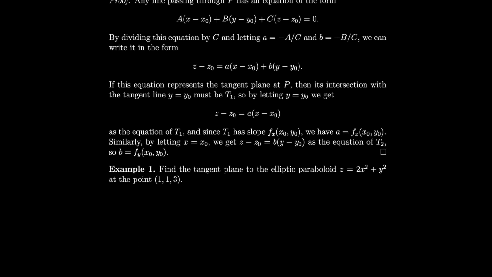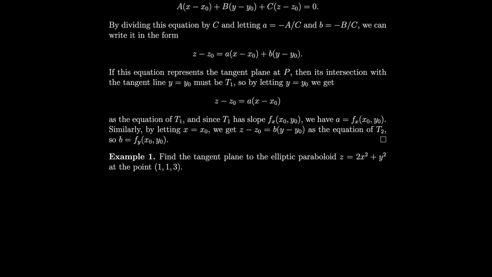So how about we do an example where we use it? Notice this is pretty similar to when we would find equations of tangent lines. We just basically throw two tangent lines together to get the tangent plane. So how about we find the tangent plane to the elliptic paraboloid z equals 2x squared plus y squared at the point (1, 1, 3).